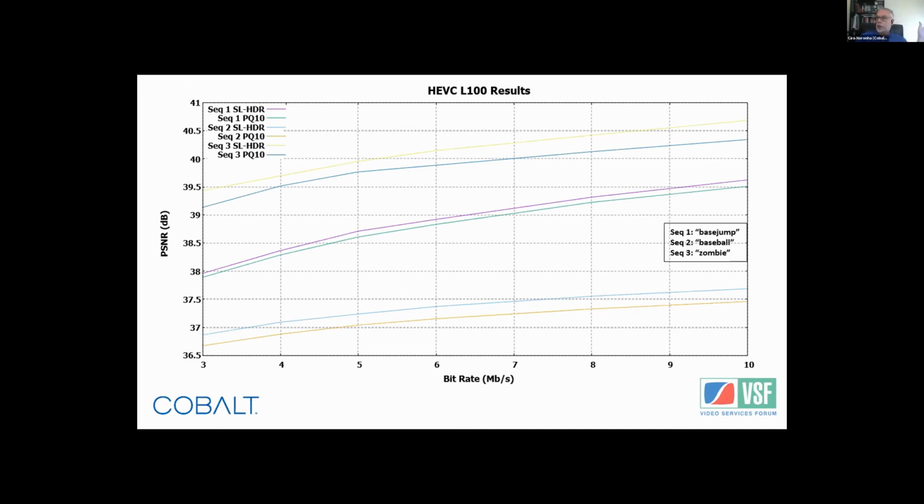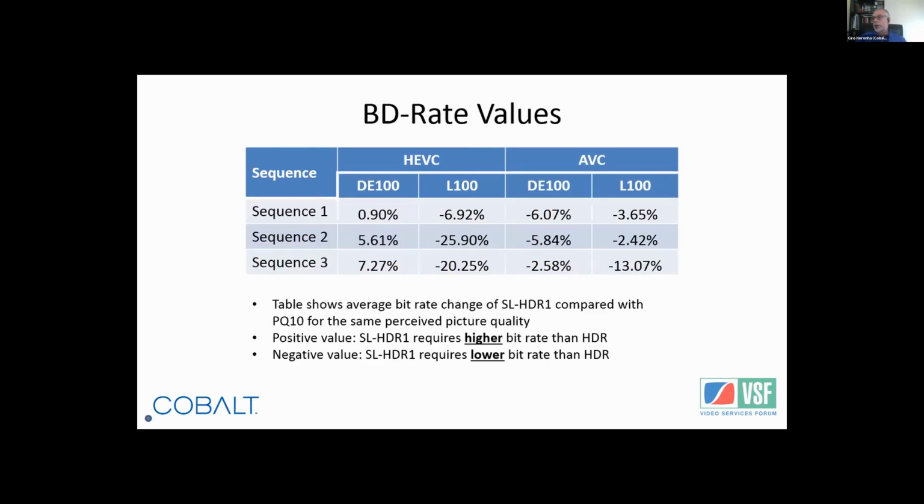And once you crunch all the numbers, you get this on the BD rates. In this table, negative numbers means you can use less bit rate if you go SL-HDR1 and back. The only case where you don't get this advantage is HEVC on the L100, but you saw that the curves are pretty close, pretty much on top of each other. So that is the advantage we're looking for, and we actually measured it again.